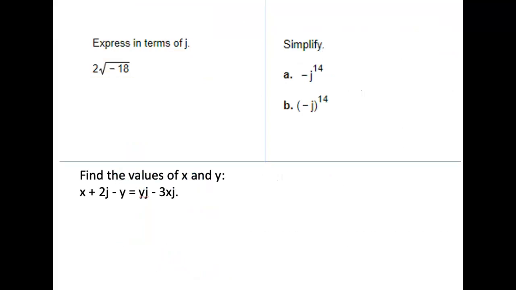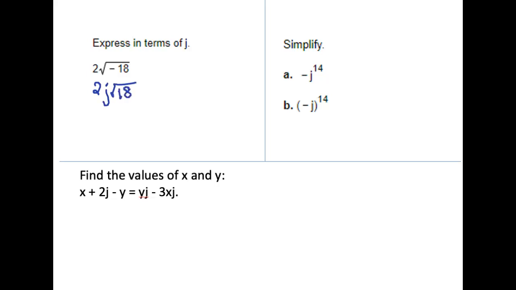Now I have 3 problems here I'd like for us to consider. The first one says to express that complex number in terms of j. So that means they want us to use the fact that the square root of negative 1 is equal to j. So taking care of that negative sign is no problem. We're just going to bring a j on the outside. Square root of 18, we're going to think of that as, I'm just going to put j on the outside here for that square root of negative 1.